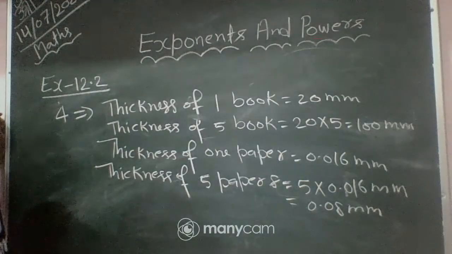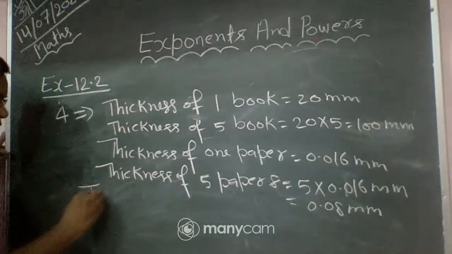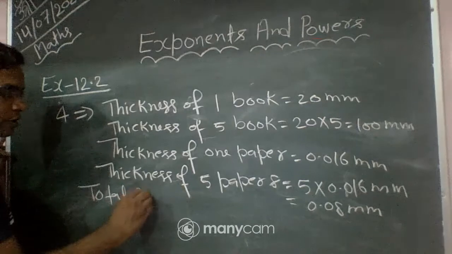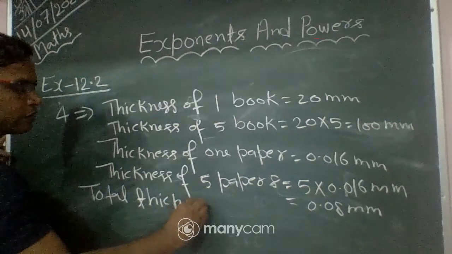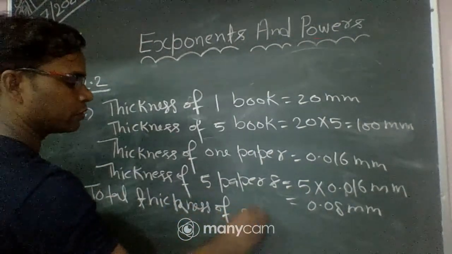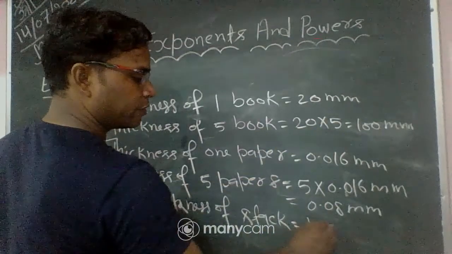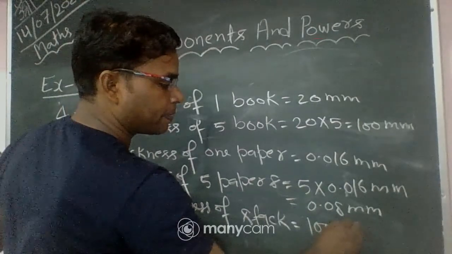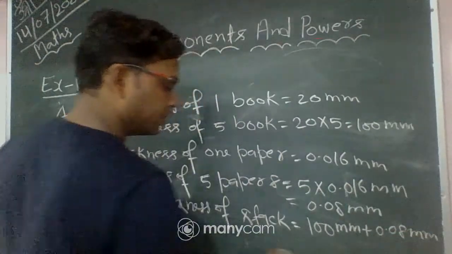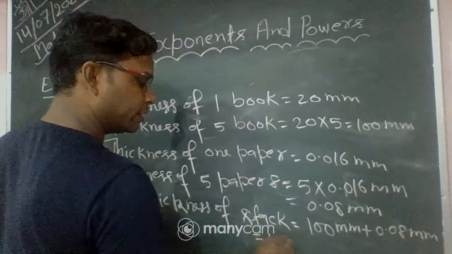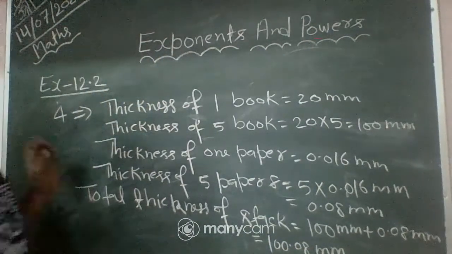So now you find the total thickness of the stack. Total thickness of the stack is equal to 100 mm plus 0.08 mm. This is equal to 100.08 mm. Clear?